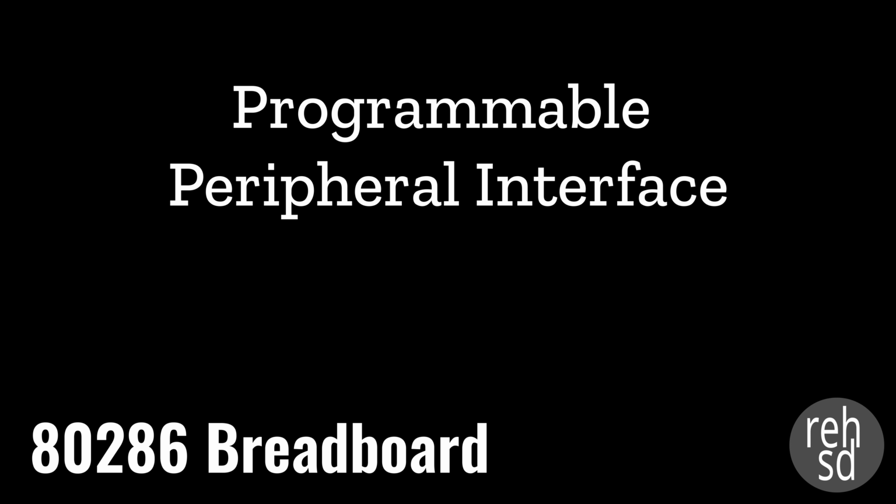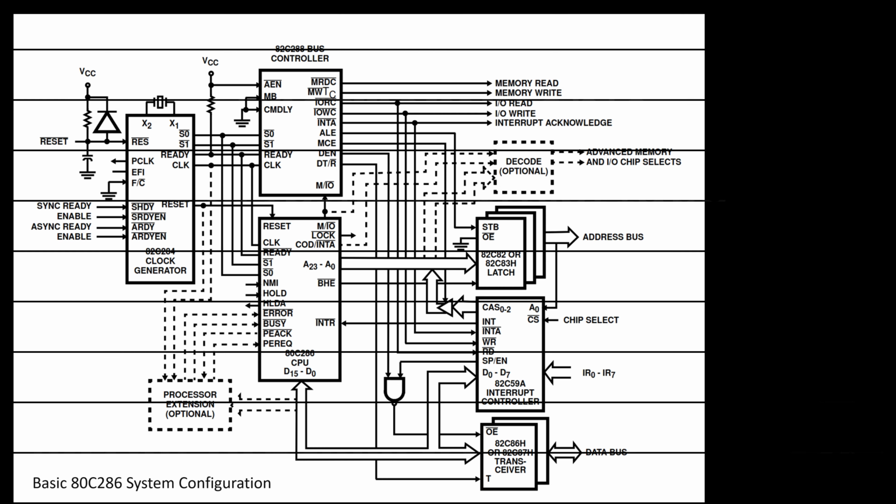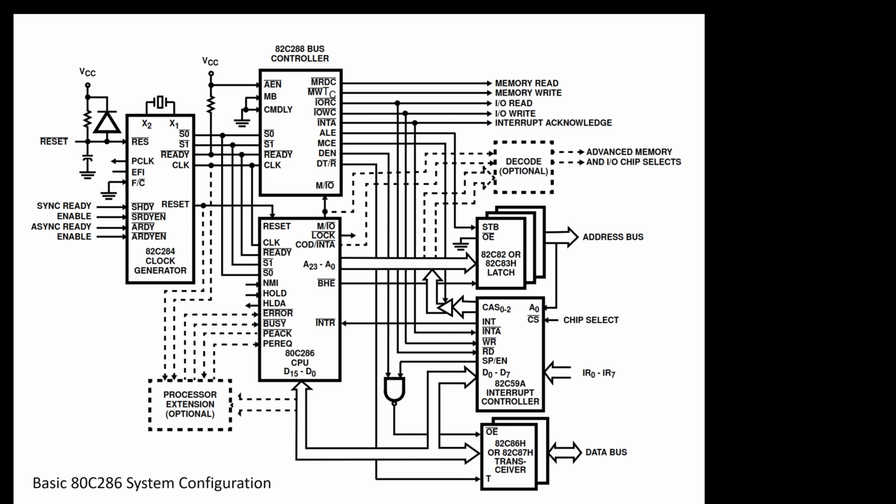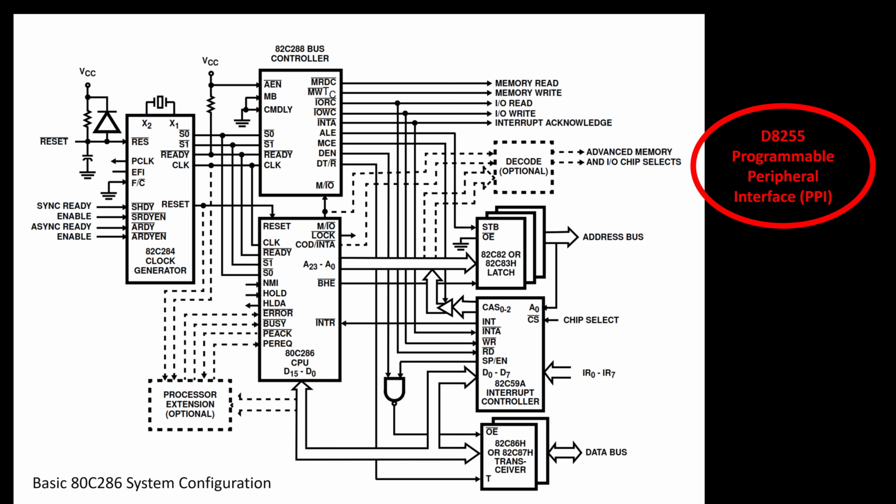In this video, I'm going to take a look at the programmable peripheral interface. In this architectural diagram for the basic 286 system configuration that I'm working on, there isn't necessarily a direct callout for this chip that we're going to be taking a look at. The chip is an 8255 programmable peripheral interface, or PPI for short. I'm just setting it off here to the right.